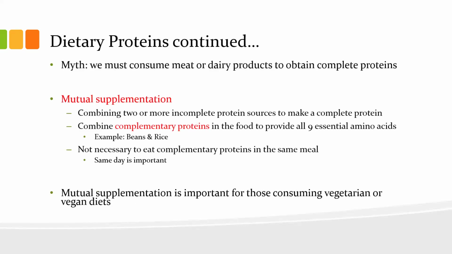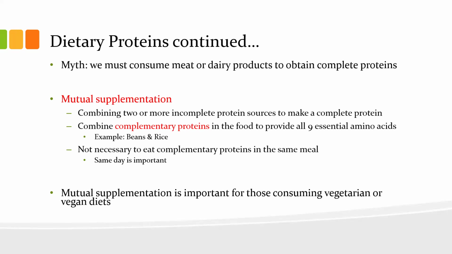Now, again, let's come back to this sort of worry or maybe even a myth that you've got to consume meat or dairy in order to get complete protein. That's not true. So again, I told you about the fact that you can do mutual supplementation if you are a plant eater, a vegetarian or vegan. If you're worried about missing out on those amino acids, do mutual supplementation, which is combining two or more of those incomplete protein sources to make a complete protein. For example, beans and rice, staple dinner in lots of cultures, and this is two incomplete proteins on their own, but together make it complete. It's also not necessary to eat those complementary proteins in the same meal, but it is important to do it on the same day.